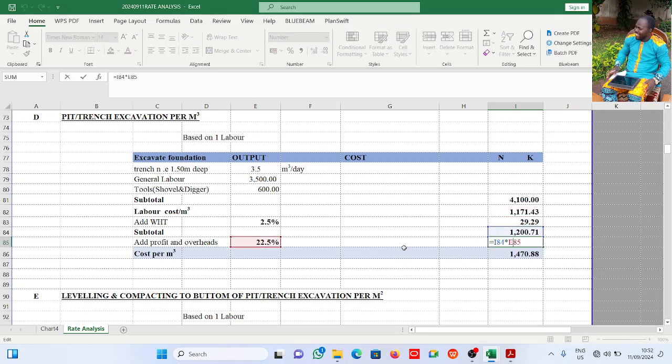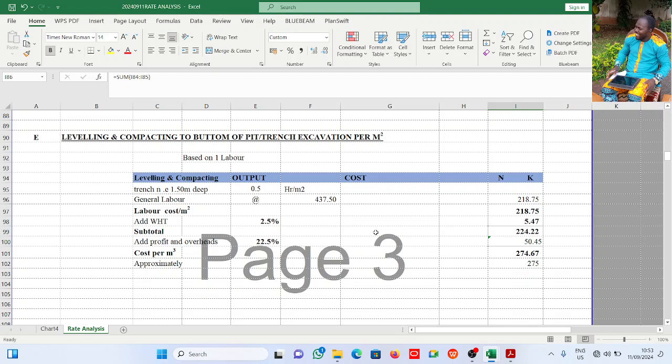All right, so I add withholding tax, and you see here I have this to be this, then I add profit and overhead. So the cost per cubic meter is 1,470.88 naira. That's 1,470 naira 88 kobo. Right, so this is basically how you prepare the rate for pit excavation.